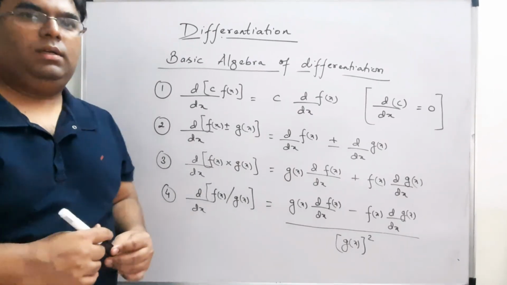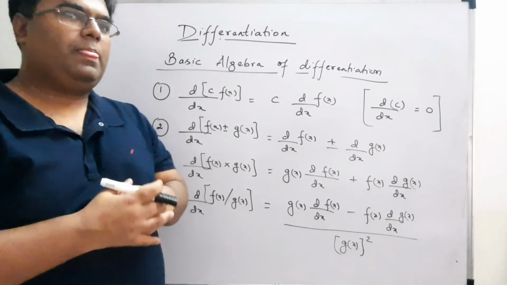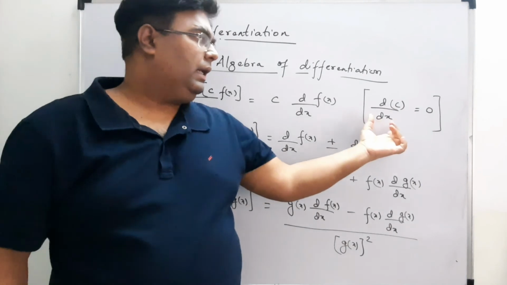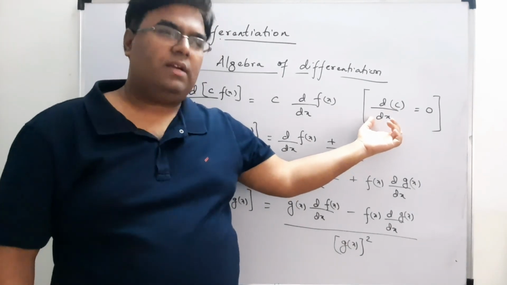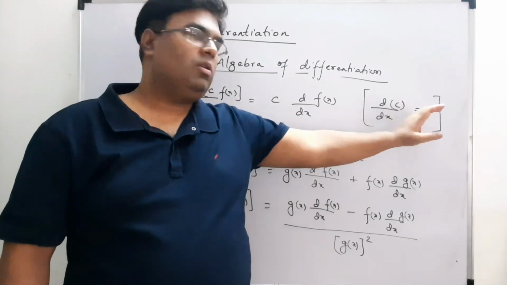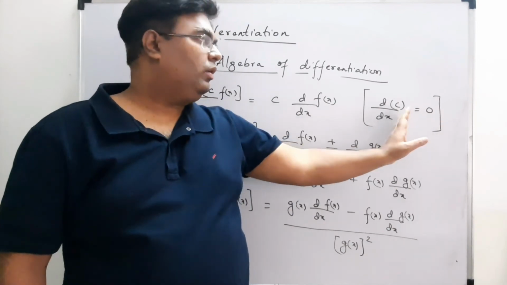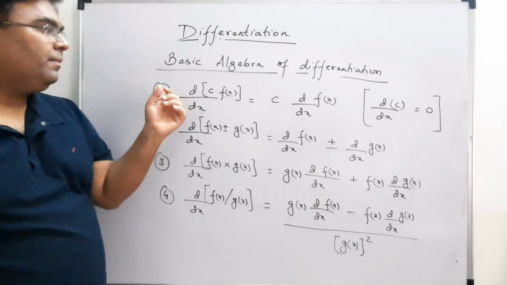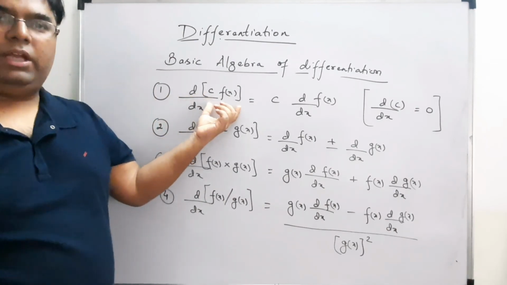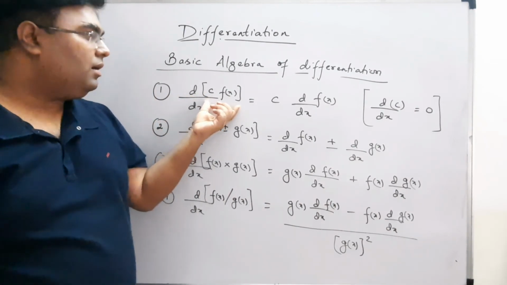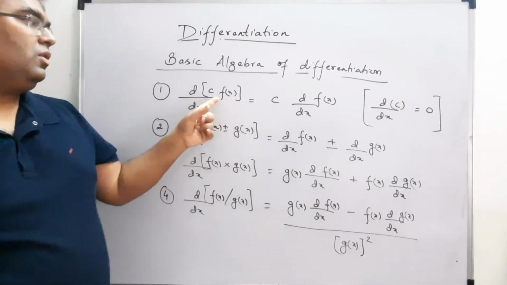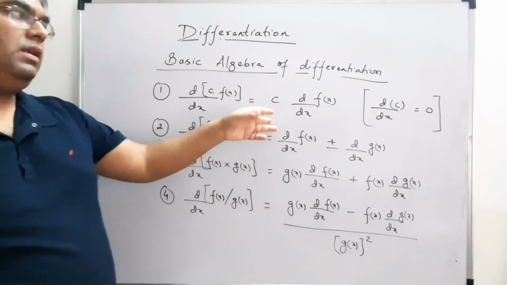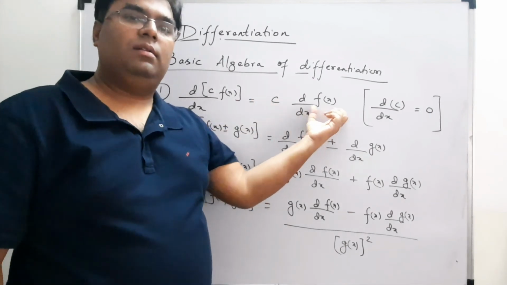Now let us look at the basic algebra of differentiation. First of all, we should remember that the differentiation of any constant function, meaning any number, is equal to 0, right? Without any variable, it is 0. Now the first rule is, if there is a multiplication of a constant and a function of x, then that constant can be taken out of the derivative and we can simply differentiate the function.